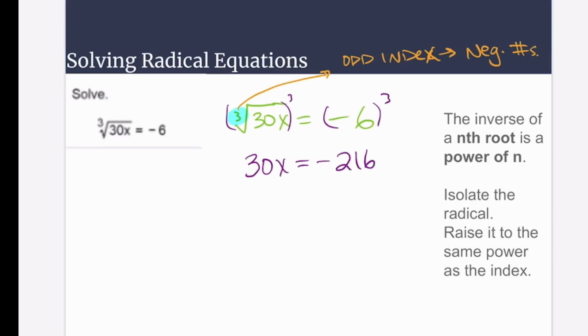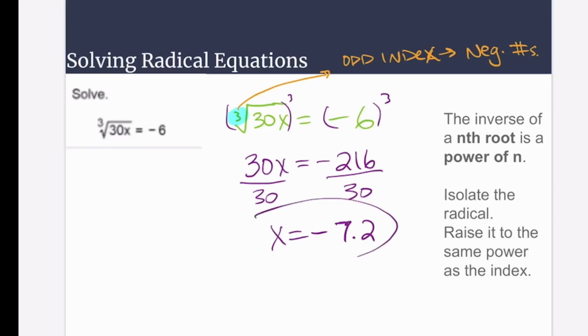And now we have to divide that by 30, which is going to give us negative 7.2. So as a decimal form, it would be that, or negative 7 2/10, which is negative 7 1/5. So depending on how you need to write your answer, that's what you would get.